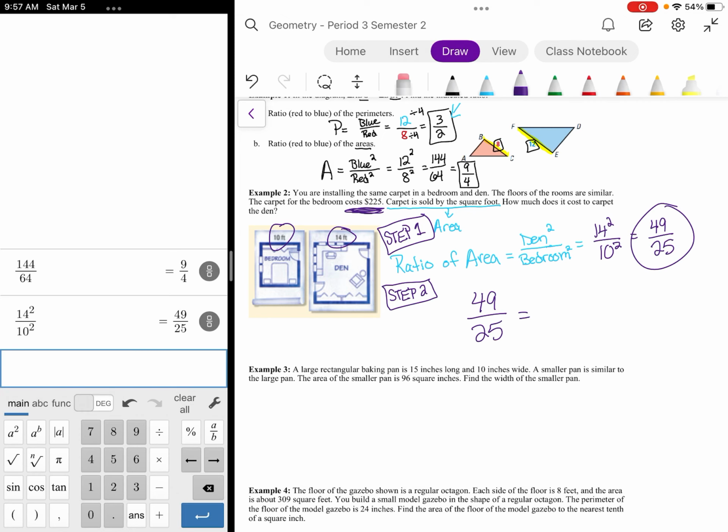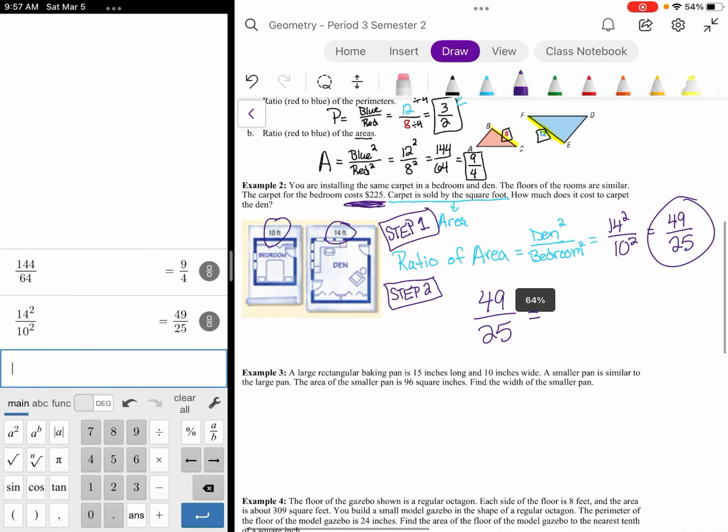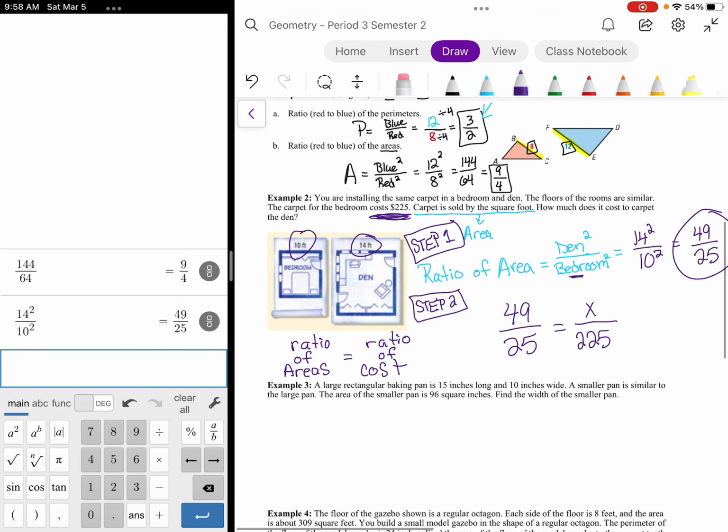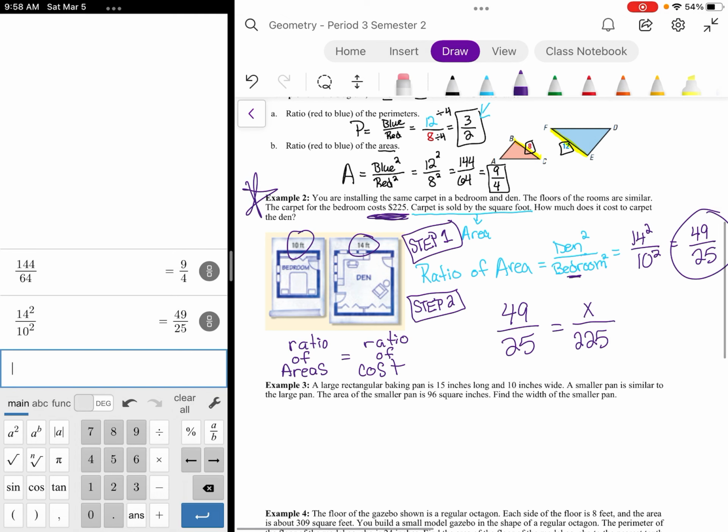So we know the cost for the bedroom was $225. So our bedroom was on the bottom. $225 is also going to go on the bottom. And we're looking for the price of the den. So the ratio of the areas is going to be equal to the ratio of the cost. And this is another example that would be a good one to review because there might be another one on a quiz or a test.